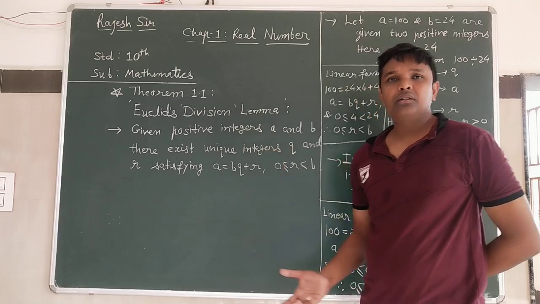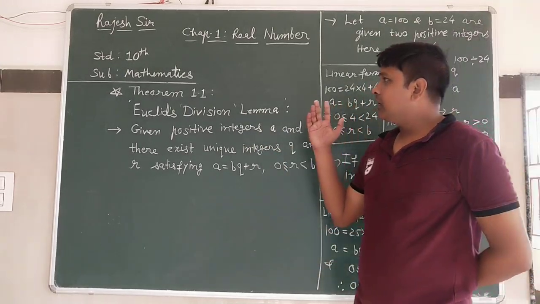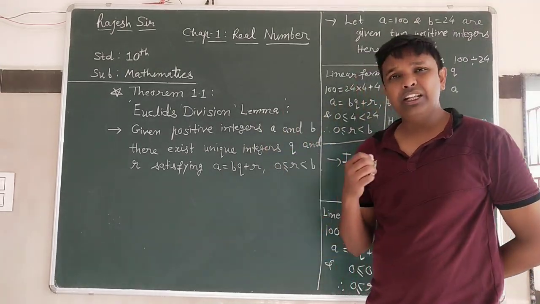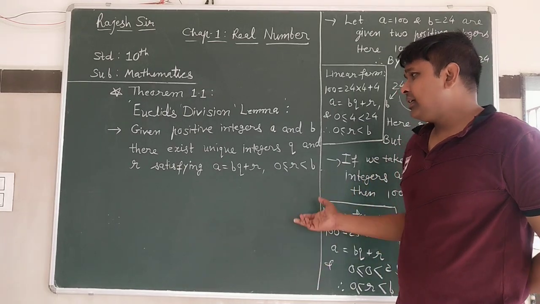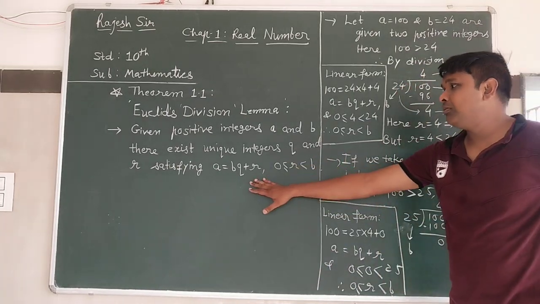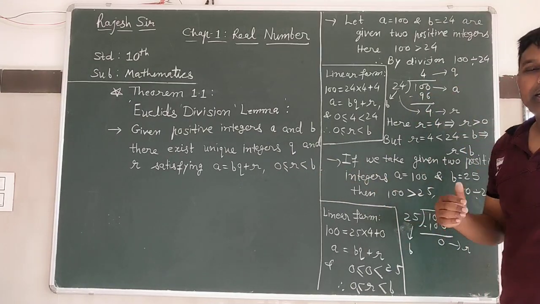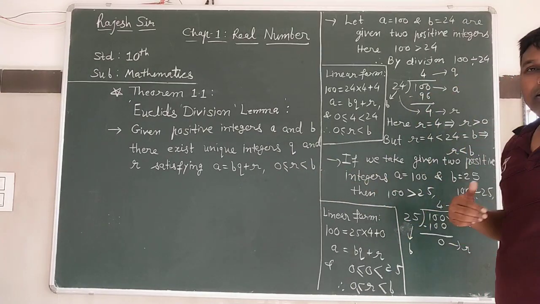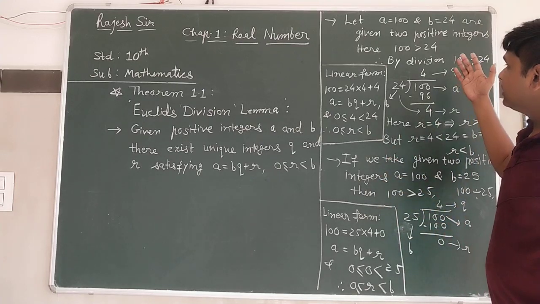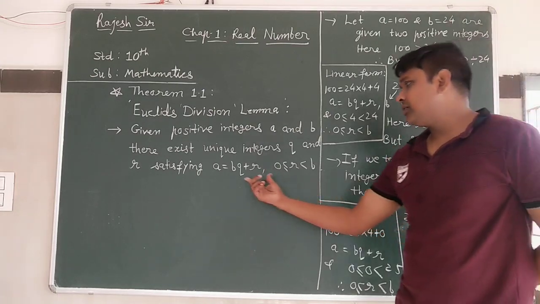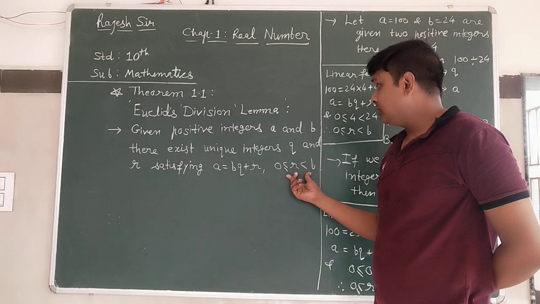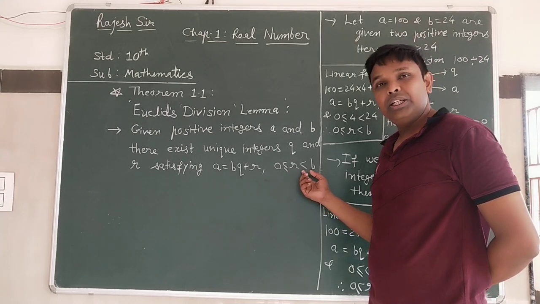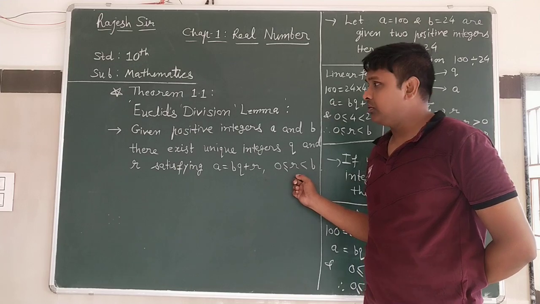This is a very easy thing in the chapter, and this is the very first concept in our chapter. Always you have to find this form by simple division. In examples we will do the same, and in the exercise also. By simple division you will get this form, and for the remainder you will get the condition 0 less than or equal to r less than b.